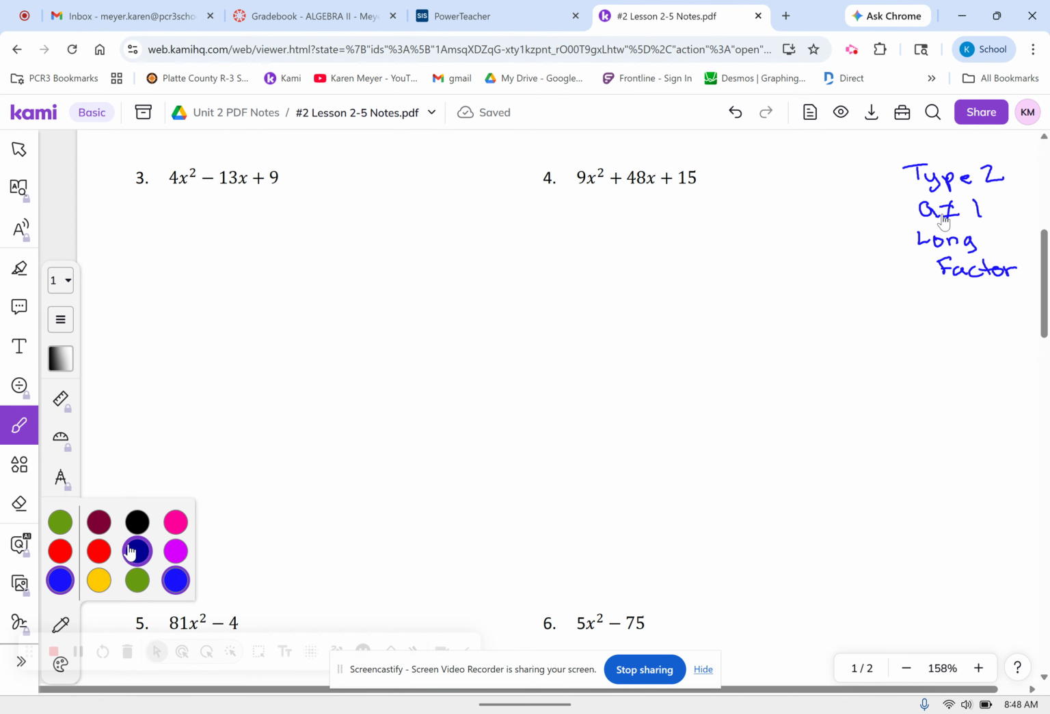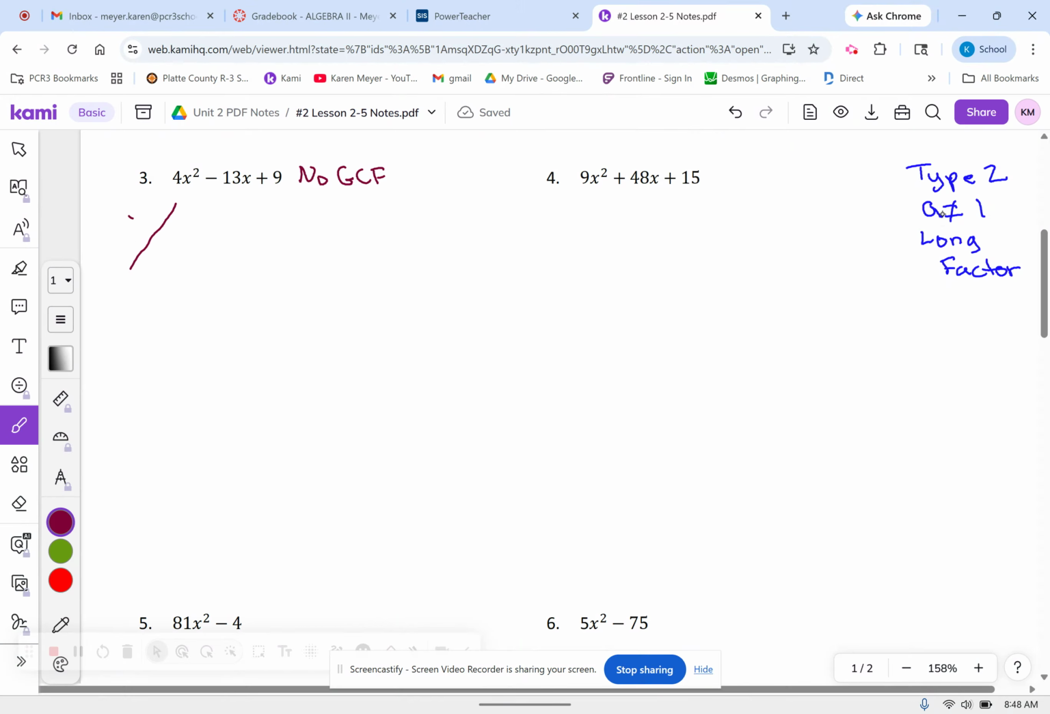Okay, so once again, please still start with checking for a GCF. So this one is no GCF because nothing goes into 4, 13, or 9. And you'll notice here that a is not 1, a is 4, so this is going to be the long factoring. But you still have to start with the x. So a times c, so 4 times 9 is 36. And your middle is -13.